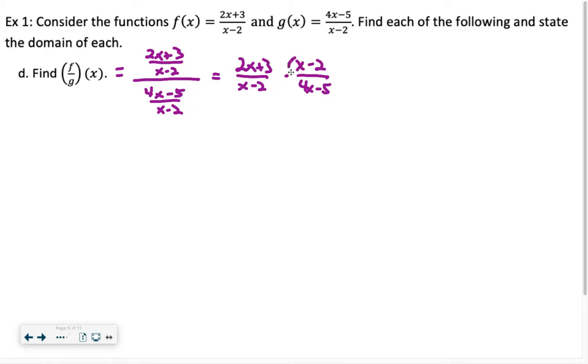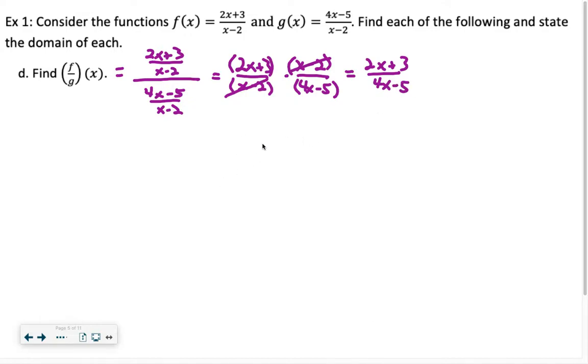Now, I've got factors that are the same in the numerator and denominator, right? I can cancel out those factors. Now remember, we can only ever cancel things out that are being multiplied. Okay? I'm multiplying those two factors. I cannot just cancel out terms that are being added or subtracted. But since these are entire factors, I can cancel them out. And I would just be left with 2x plus 3 over 4x minus 5.